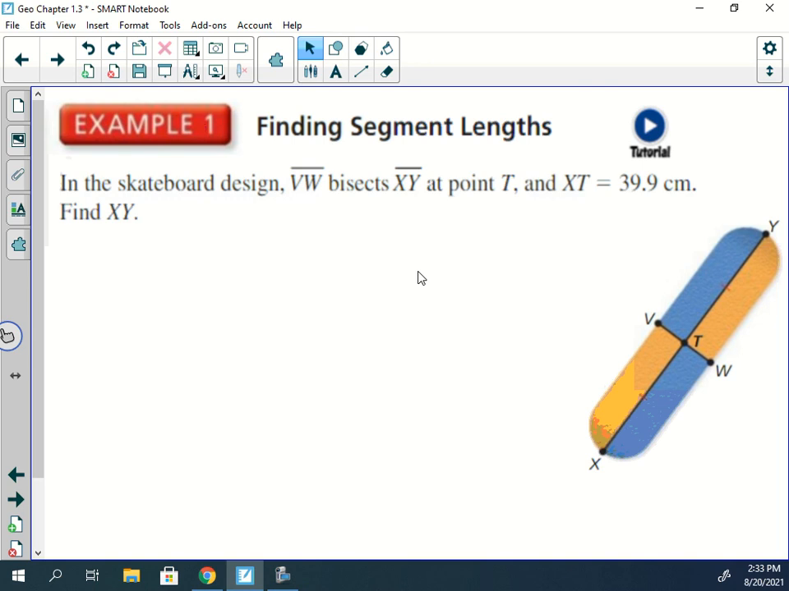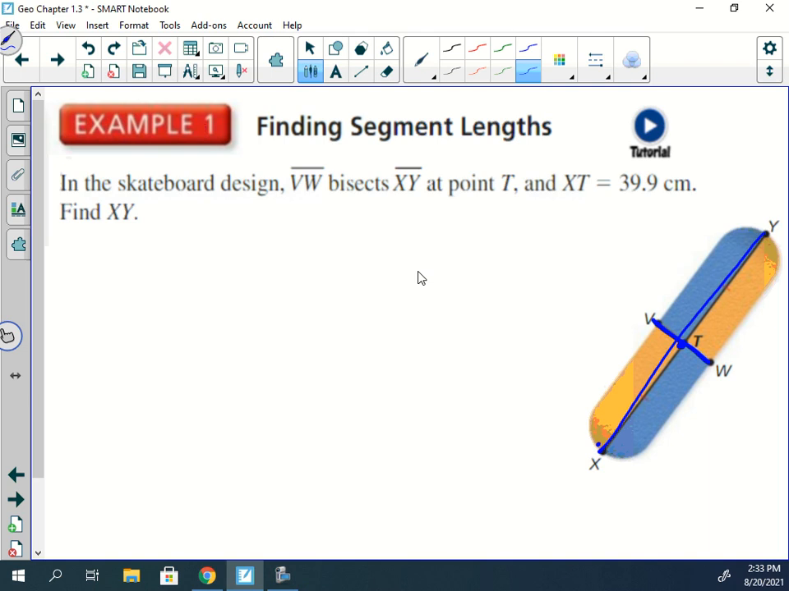So let's look at this one first. We'll look at the fractions here in a little bit. In the skateboard diagram, line segment VW is bisected by line segment XY at point T. So these two lines bisect each other at point T, right there in the middle. Now it also tells us that XT is 39.9 centimeters. We want to find the length of XY. We want to find the length of the skateboard.